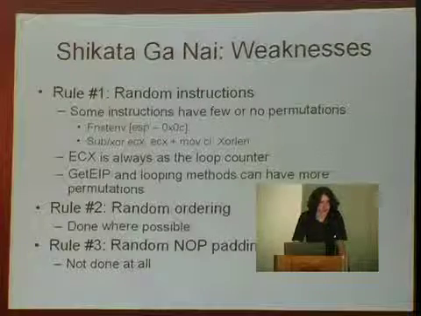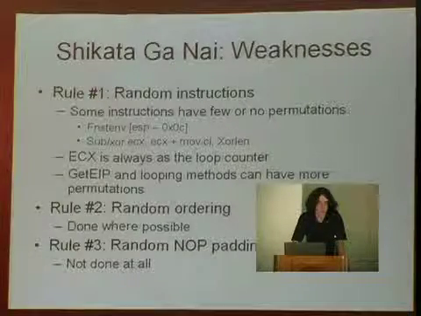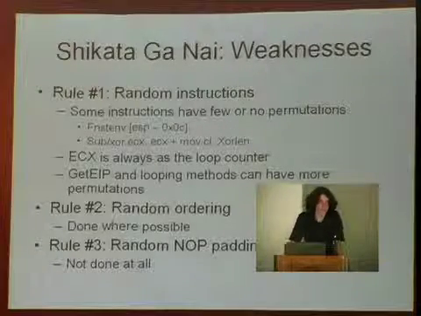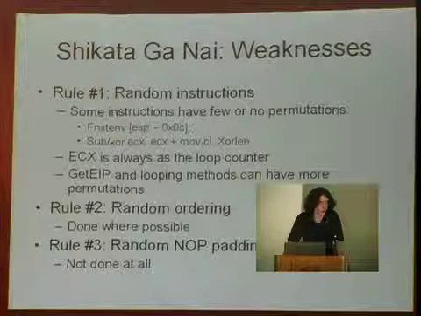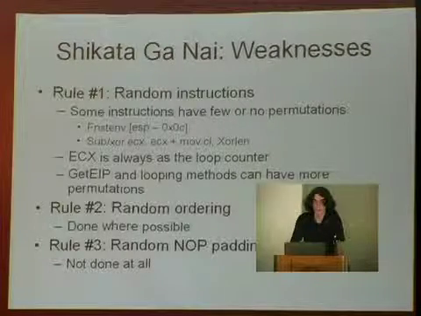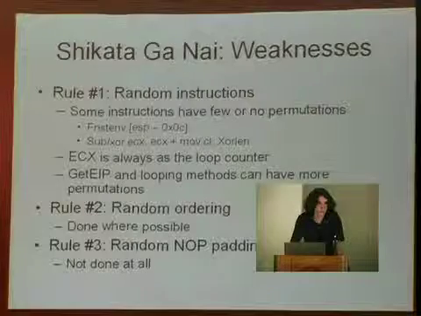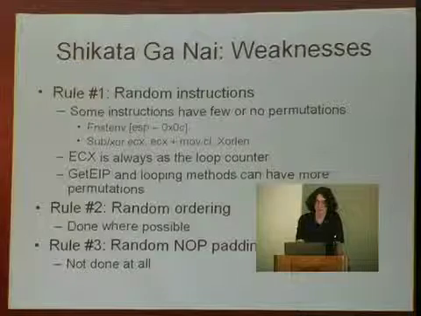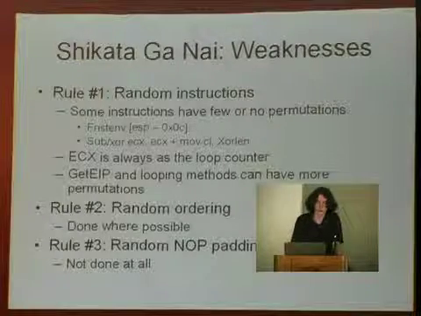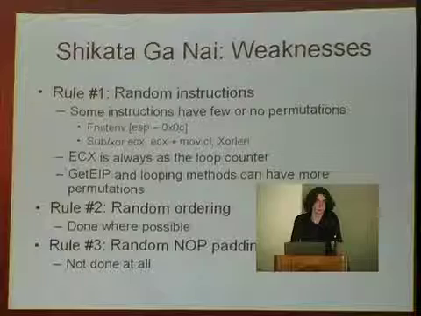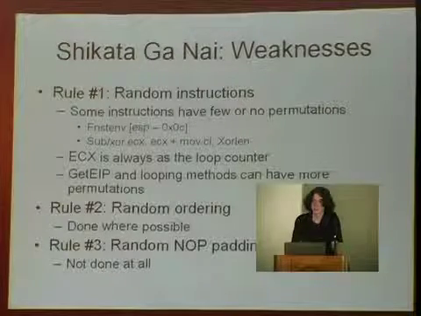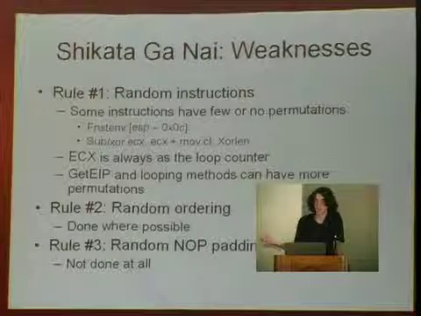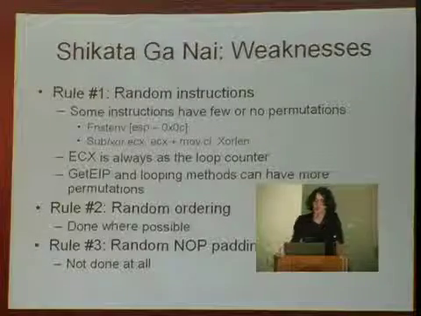So what are the weaknesses in this? If you look at the 3 rules of polymorphism, it has some weaknesses based on its implementation. For rule 1, many permutations are made for every single instruction. Well, some instructions have few or no permutations. For example, FNSTENV, one of the instructions, is always there in every single shellcode, and it's the same 4-byte sequence, so this could be an indicator that Shikata-Ga-Nai is in that packet stream if an IDS is looking at it.